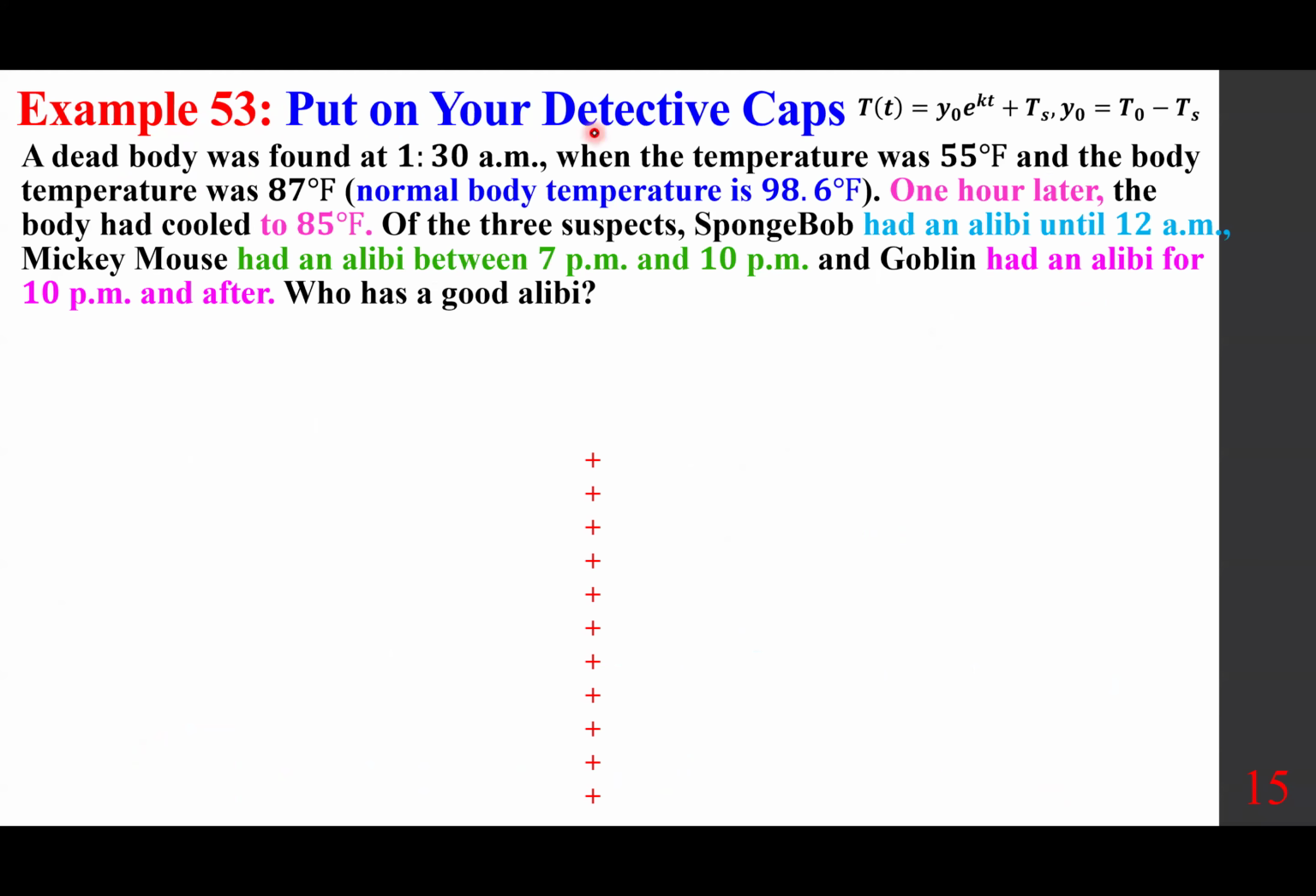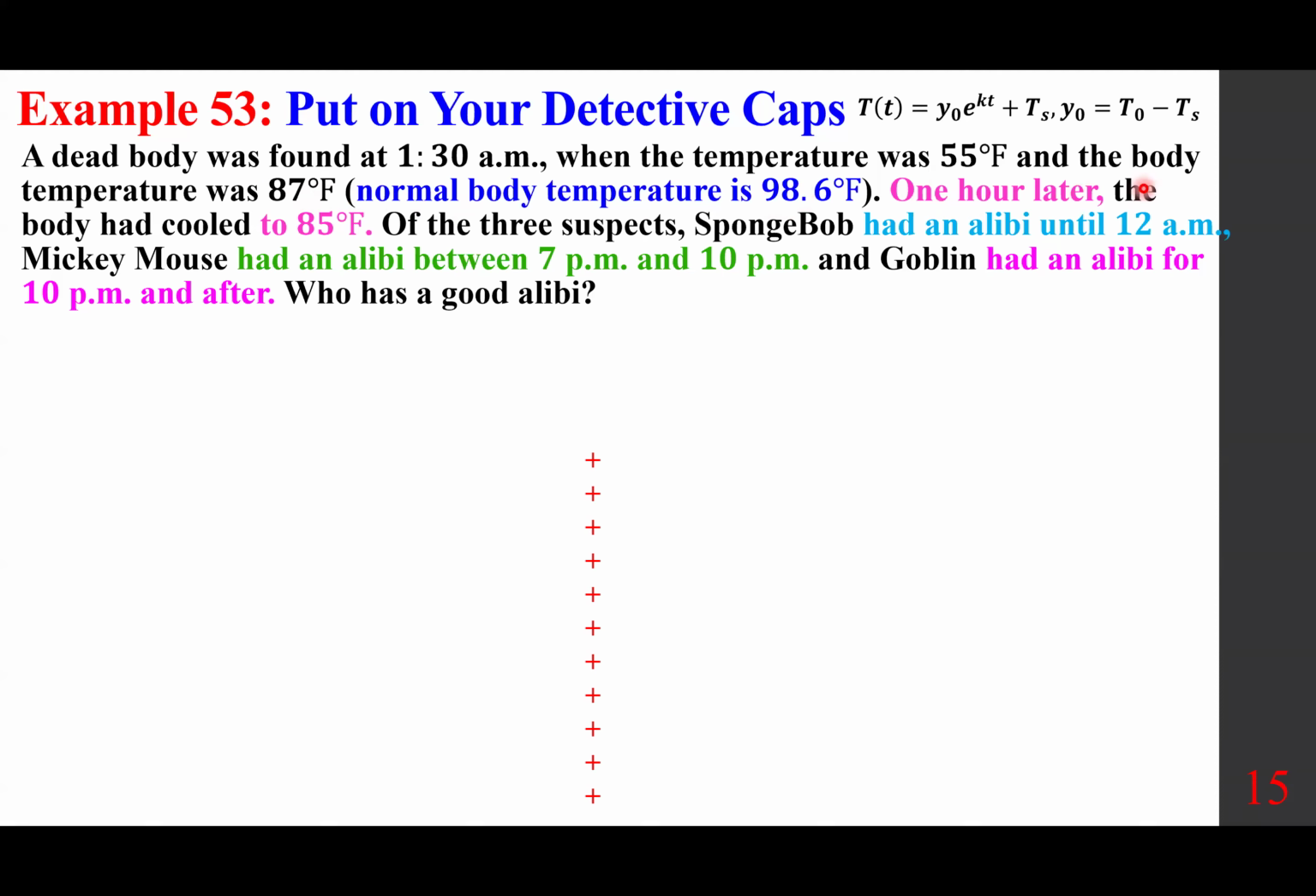All right, put on your detective caps. A dead body was found at 1:30 a.m. when the temperature was 55 degrees Fahrenheit and the body temperature was 87 degrees Fahrenheit. Remember, normal body temperature is roughly 98.6 degrees Fahrenheit.